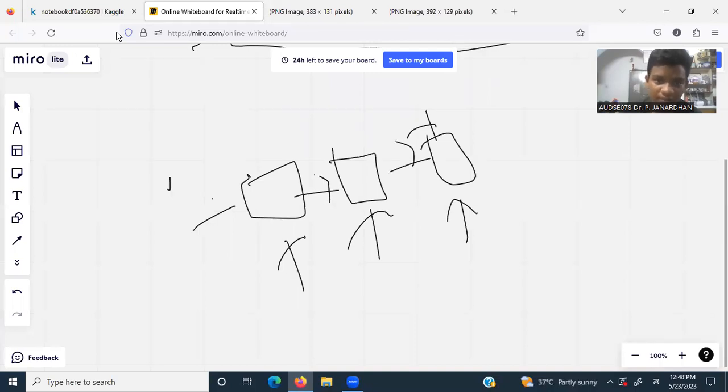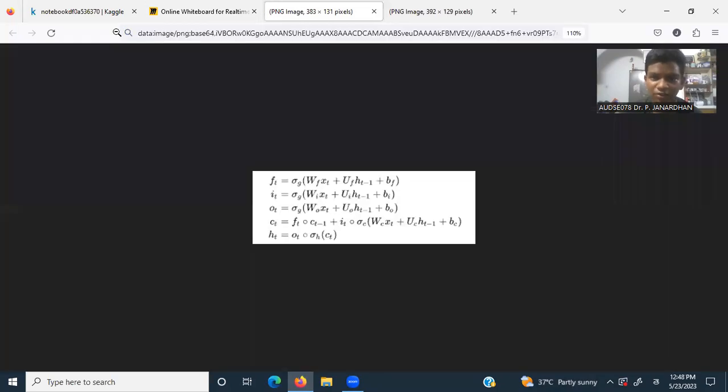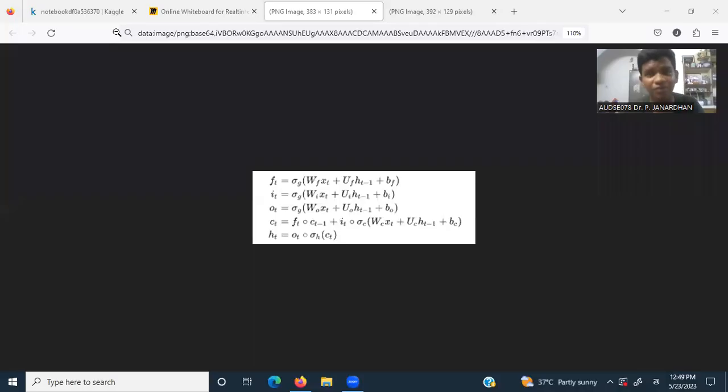So each unit in the case of GRUs is going to contain these calculations. Wait a minute, I'll share the screen. Each unit is going to perform these calculations, and every unit is going to have the same structure and the same weights. So yeah, we are going to perform this function.